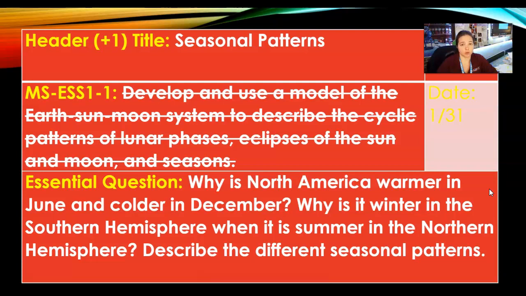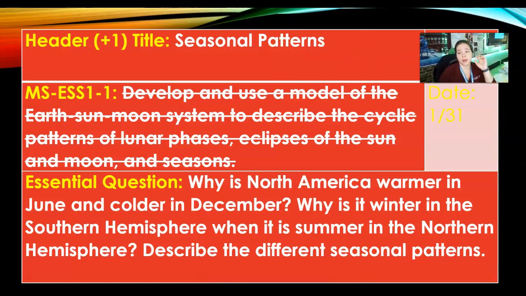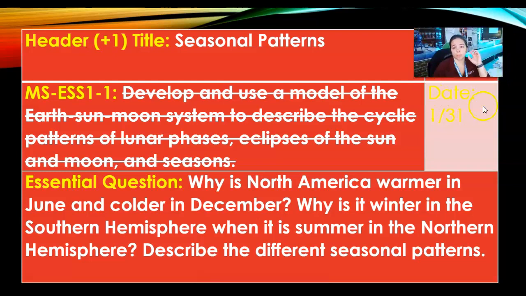Make sure you get this on the correct page. Warmer in June and cooler or colder in December. Why is it winter in the southern hemisphere when it's summer in the northern hemisphere? Describe the different seasonal patterns. Make sure it matches up. Seasonal patterns is the title. Again, page 6. And this is the date.